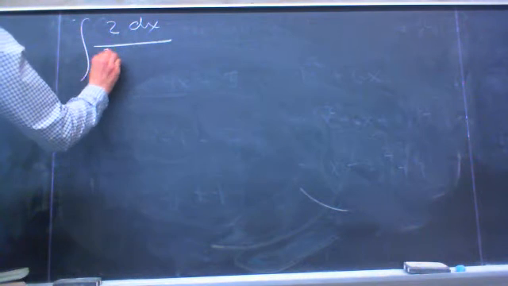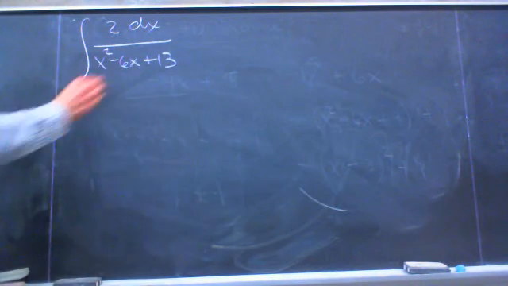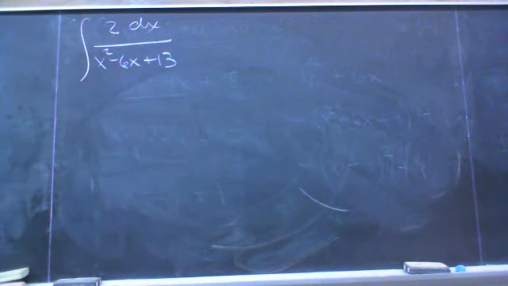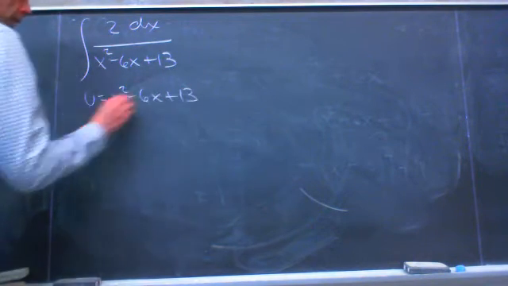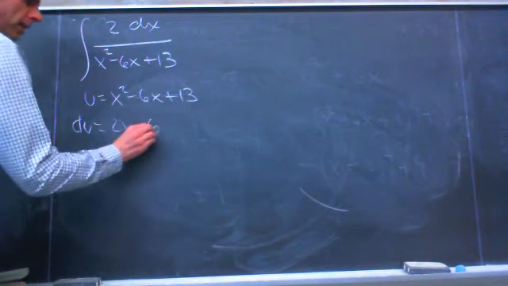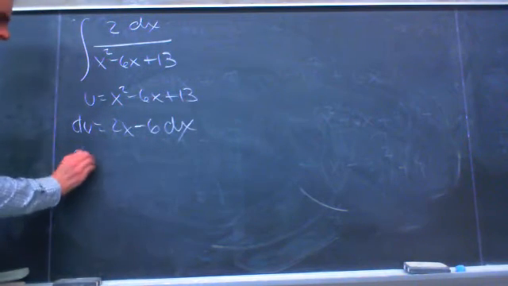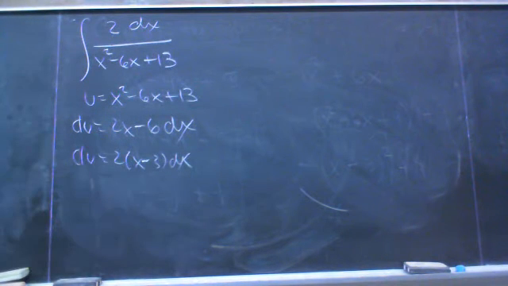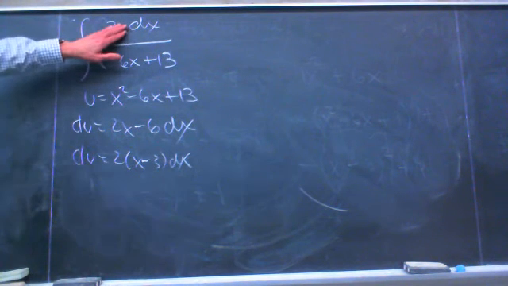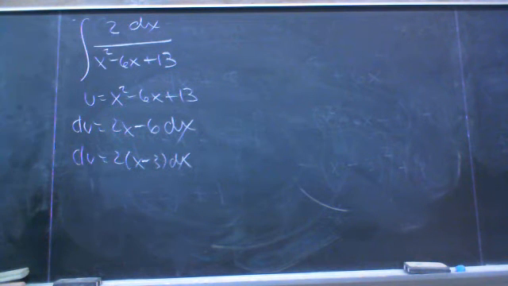So first, let's do the integral of 2 dx over x squared minus 6x plus 13. So we really think that we would try u substitution. You would try to use u to be the bottom, and du would be (2x minus 6) dx. Now I could factor a 2 out, but then I don't have an (x minus 3) dx in the integrand to call that my du. So therefore, some other method would have to work.